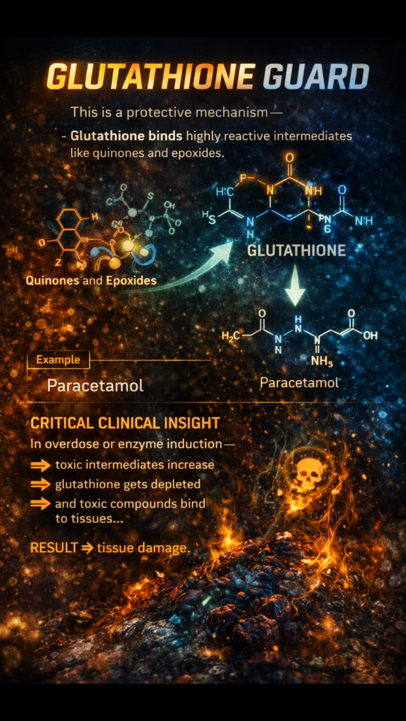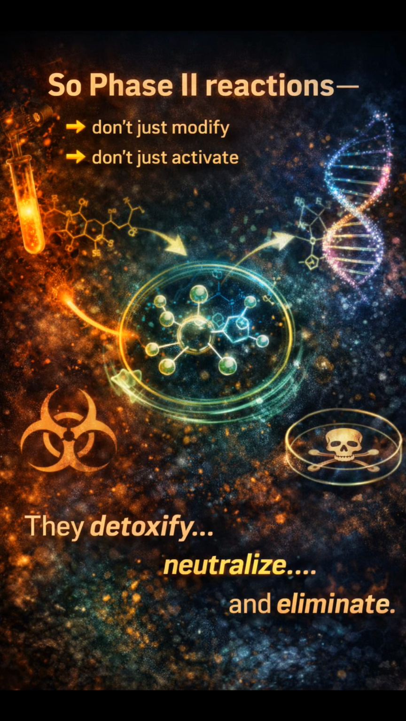Now comes the final one, the glutathione guard. This is a protective mechanism. Glutathione binds highly reactive intermediates like quinones and epoxides. For example, paracetamol. Now, in overdose or in enzyme induction, toxic intermediates increase. Glutathione gets depleted and toxic compounds bind to tissues. Result: tissue damage.